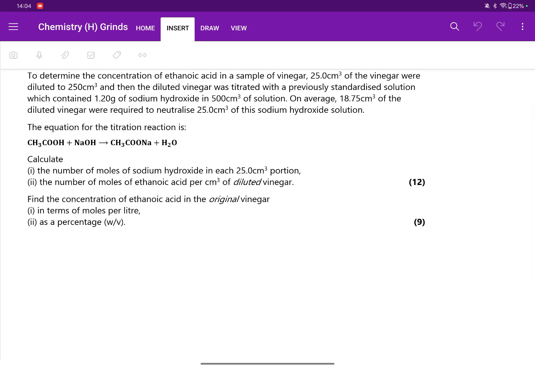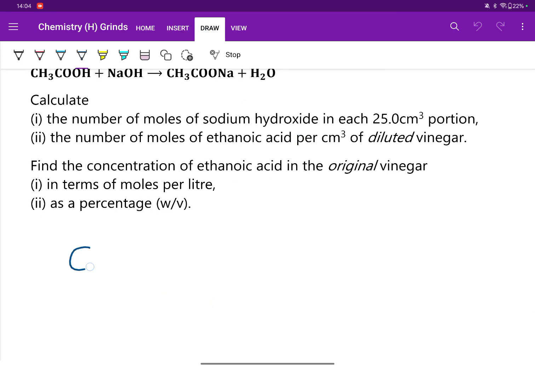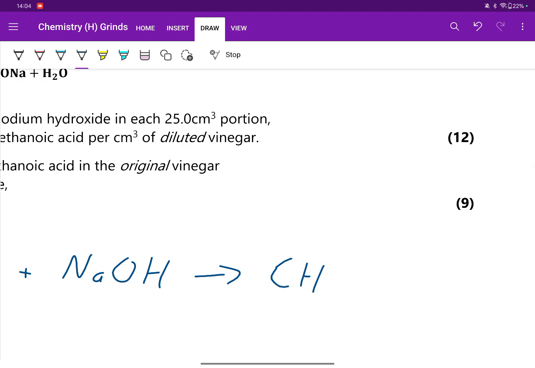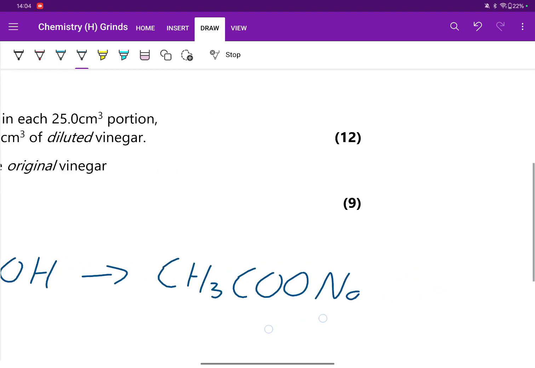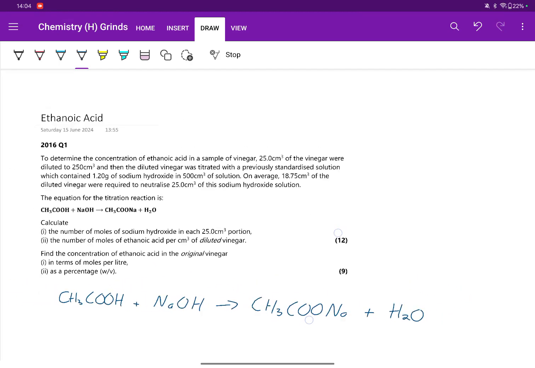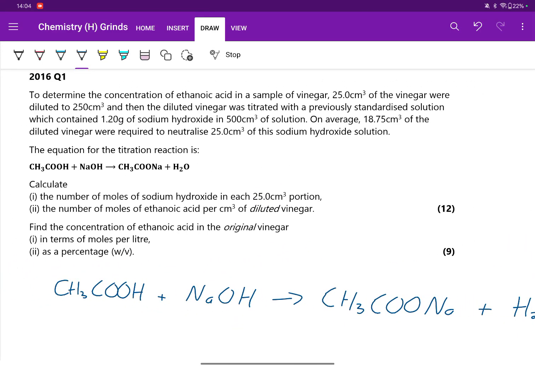So, small tip for any titration question, right? First thing you always do is you write out the equation and fill in the numbers you're given. So, NaOH gives me CH3COONa. Apologies, this is coming out not great for some reason. Plus H2O. I think I have that right, do I? I do, yeah. Okay.